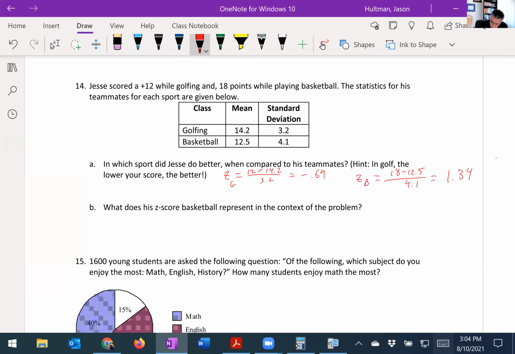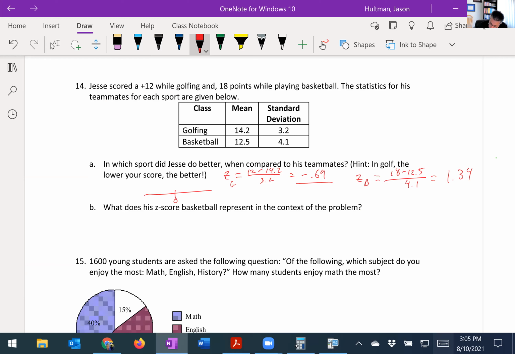We want to know, relative to, we standardize these scores, right? So in golf, she got less than one standard deviation below the mean. Think about the mean being at 0. She got negative 0.69 standard deviations below. That's a better score than the mean of her teammates, because in golf a lower score is better. She got a 12 compared to a 14, with the standard deviation of 3.2.